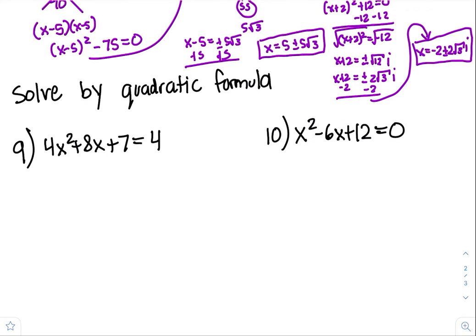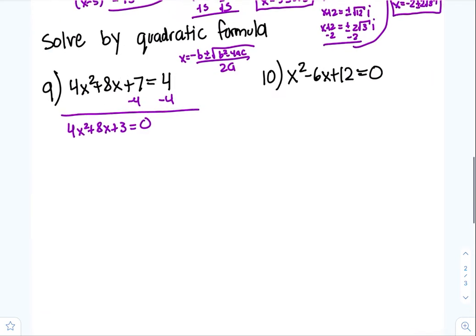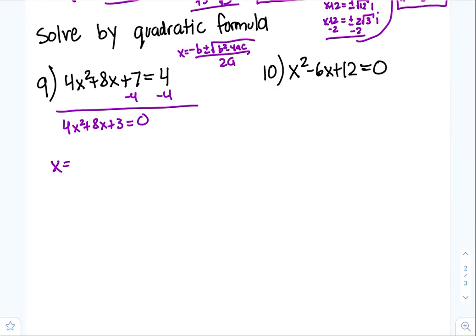Alright, solve by quadratic formula. So, you guys have to remember, quadratic formula is negative b plus or minus the square root of b squared minus 4ac all over 2a. Gotta make sure it's equal to 0. So, subtract by 4 to both sides. So this is solving equations, you guys, by quadratic formula. And now let's apply it to quadratic formula. So, x is equal to, remember label, a is equal to 4, b is equal to 8, c is equal to 3. So substitute them into the formula.